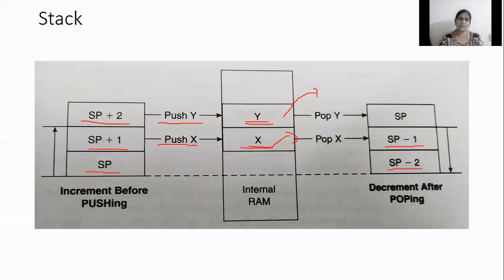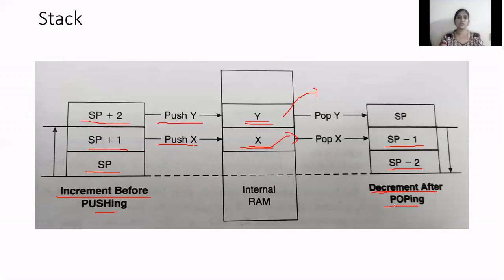So you just note that push is increment before and pop is decrement after. In a push operation, I need to increment the stack pointer first and then store the data. Whereas in a pop operation, I need to first retrieve the data and then decrement. Decrement after you have retrieved the data from the stack. That is a pop operation, right?